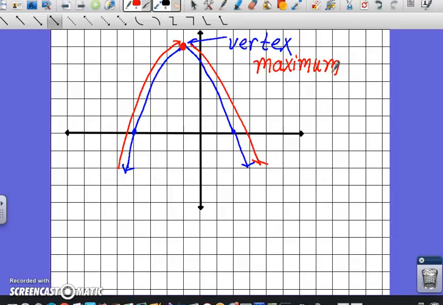Okay? Other key things. Right here, this point right here, this is a y-intercept. That's a y-intercept. It's where it crosses the y-axis. So other things, notice that here and here, this one happens to have two x-intercepts. This one has two x-intercepts. These are x-intercepts when you look at it there.